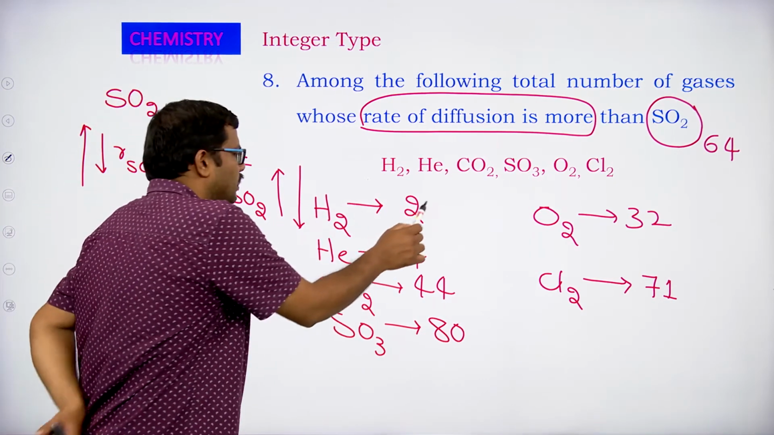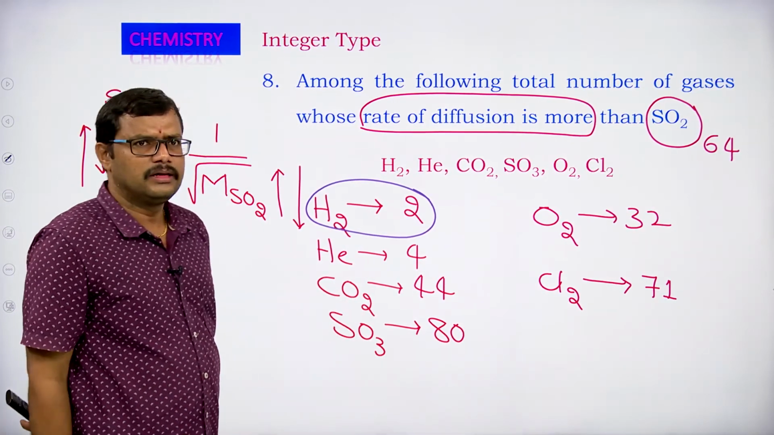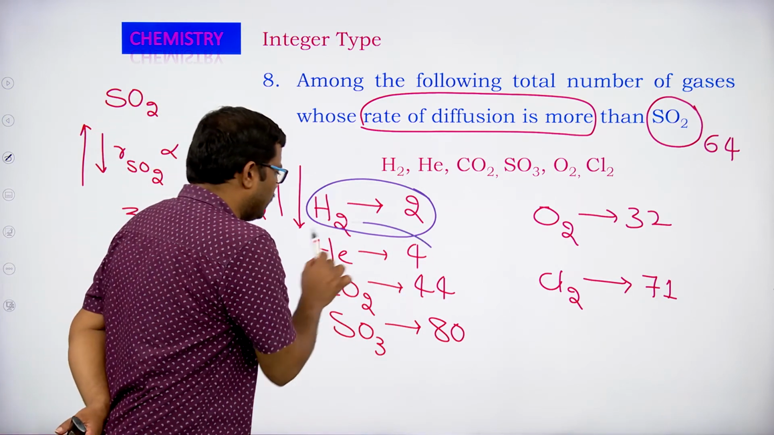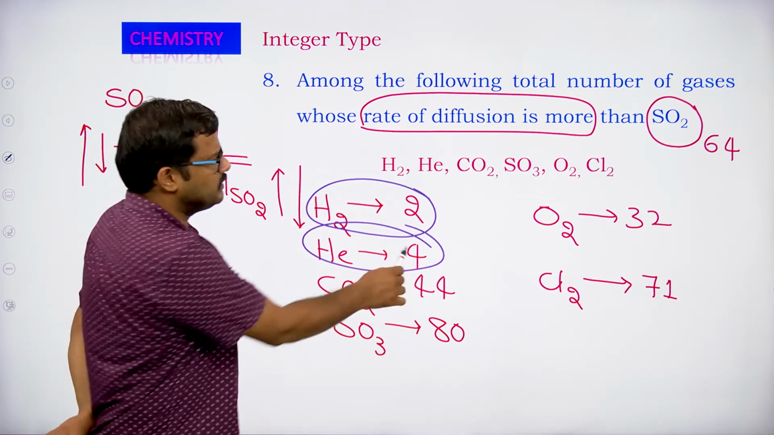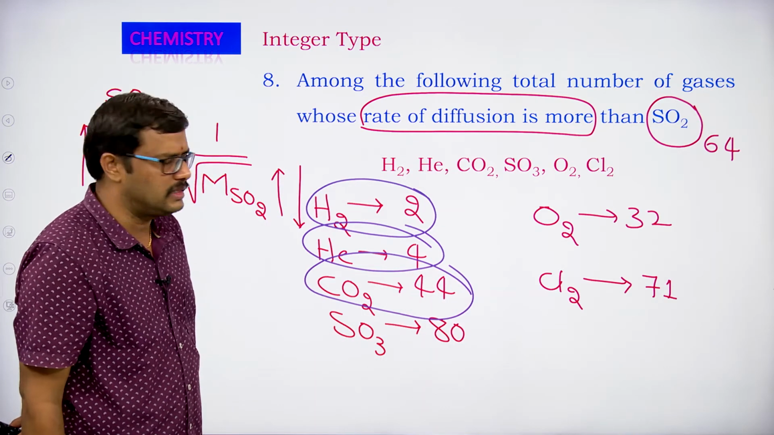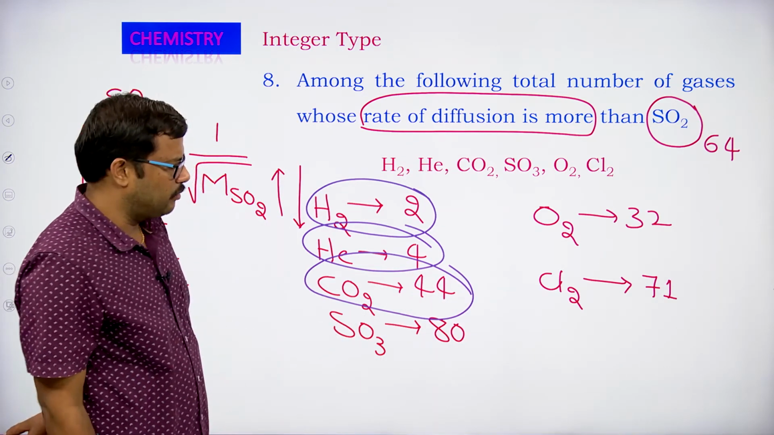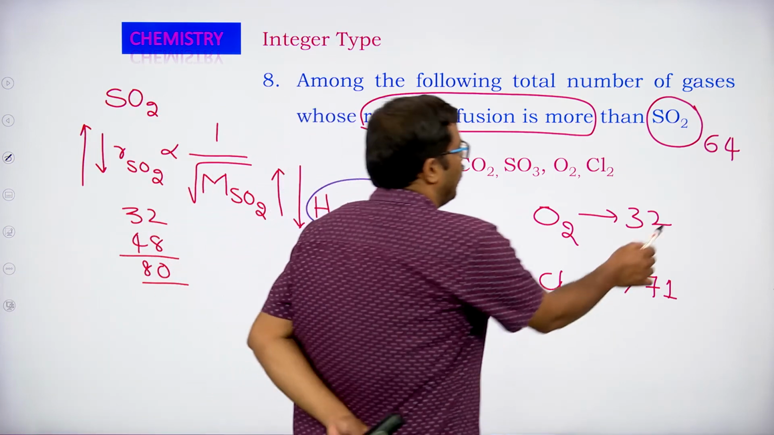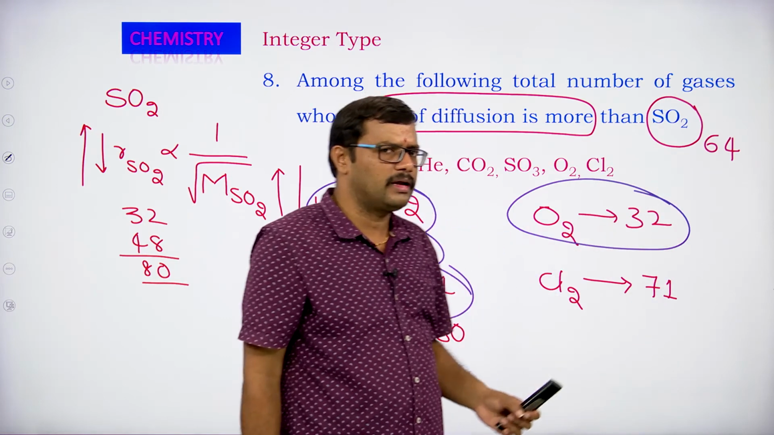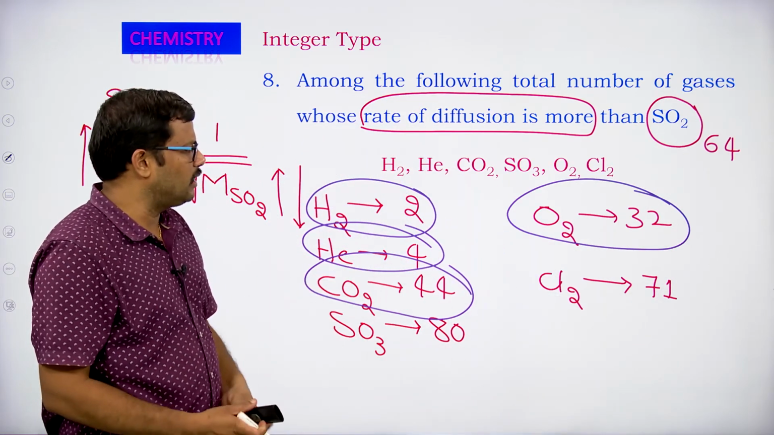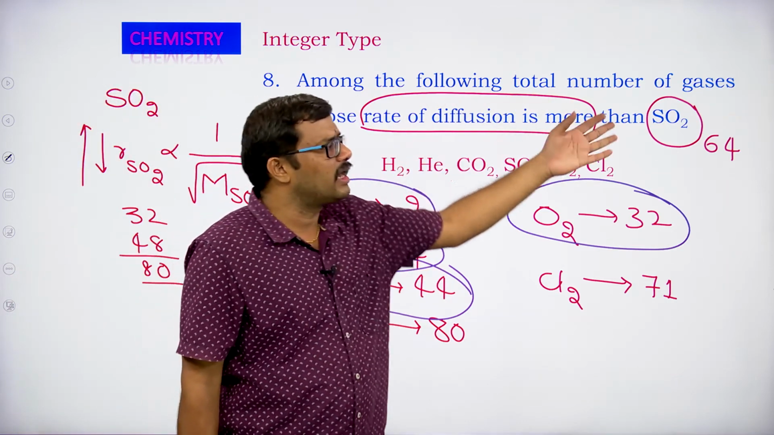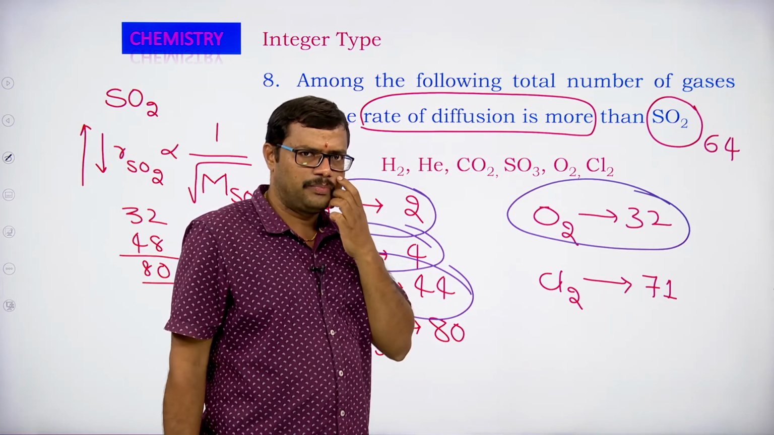Okay. So if you observe here, hydrogen gas molecular mass is 2, which is less than 64. So we can choose this one. And helium molecular mass is 4. This is also less than 64. Carbon dioxide is also less than 64, that is 44 is less than 64. Sulfur trioxide, 80, is more than 64, so that is omitted. Oxygen is 32 only, so it is less than 64. So automatically the gases whose molecular mass is less than 64, their rate of diffusion will be more than that of sulfur dioxide.